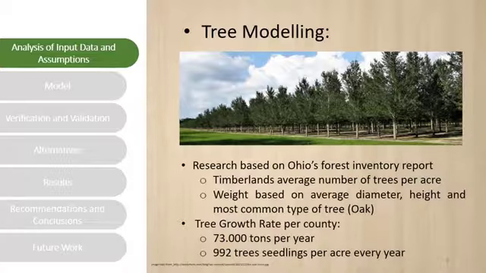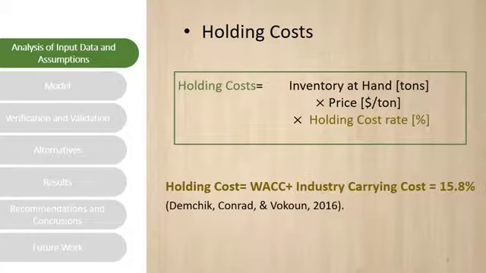As for the growth rate, we assume a constant rate of 73,000 tons of wood per county every year, which is roughly 992 tree seedlings per acre every year. To calculate the holding cost, we multiply the inventory by the fixed price of wood, then multiply by the holding cost. This cost we calculated as the WACC plus the standard carry cost of the pulp mill industry in the US. This value was found in this reference.